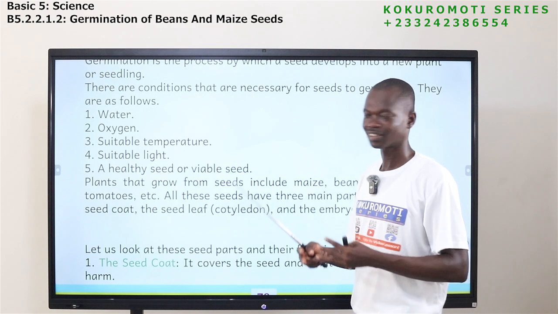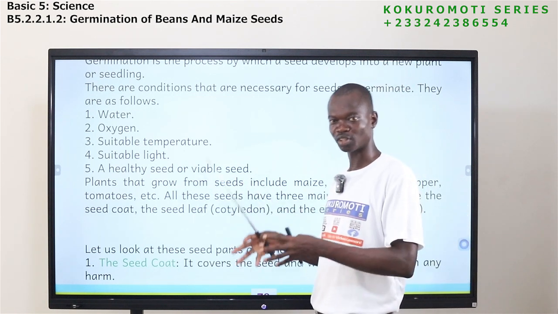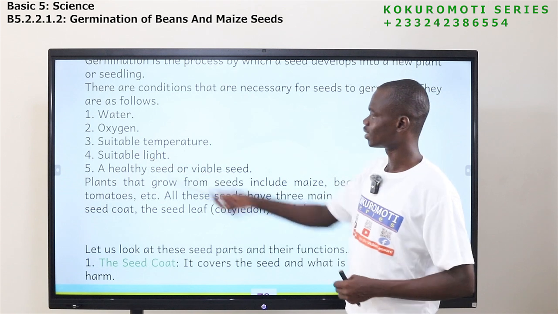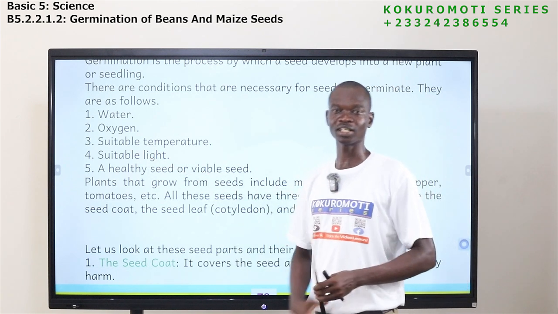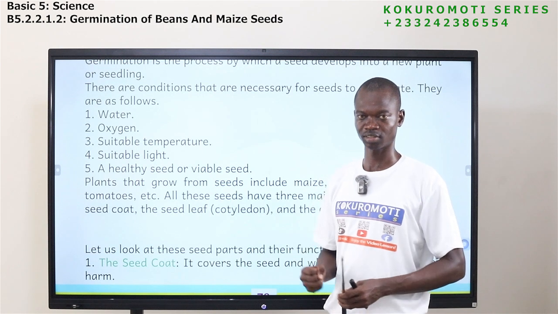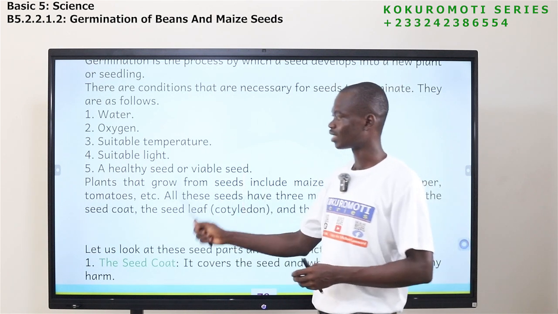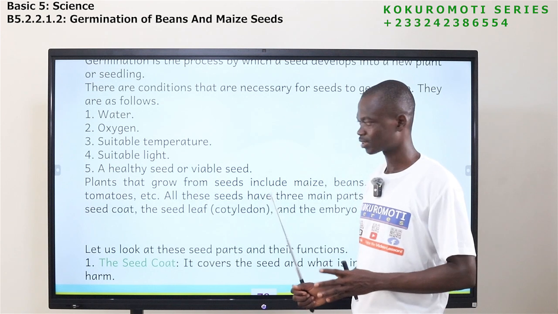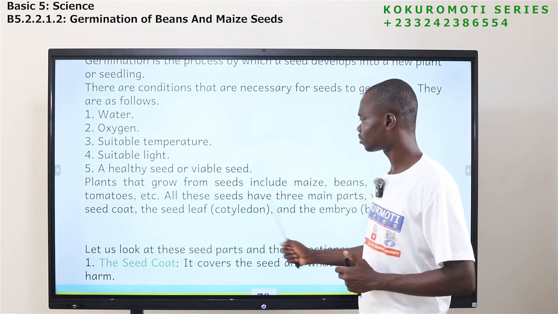Oxygen, that is air. Yes, that one you have no control over, but there should be oxygen in the soil. The next one is suitable temperature. If the land becomes too hot, it can affect germination. Light too is also important because plants need light. We also need a healthy or viable seed.